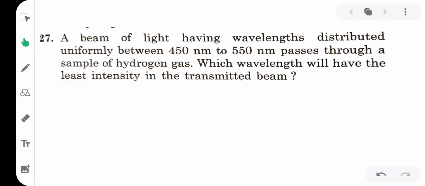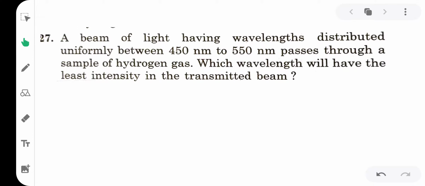Hello students, let us solve question 27 from chapter 43 of H.C. Verma. A beam of light having wavelength distributed uniformly between 450 nanometer to 550 nanometer passes through a sample of hydrogen gas. Which wavelength will have the least intensity in the transmitted beam?